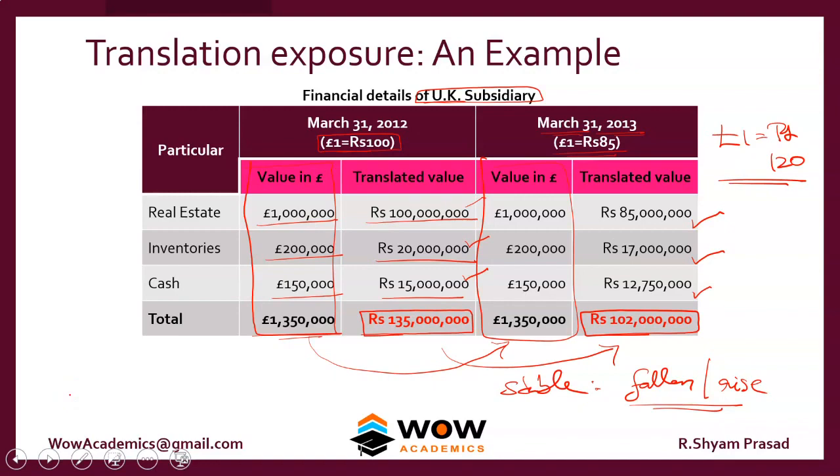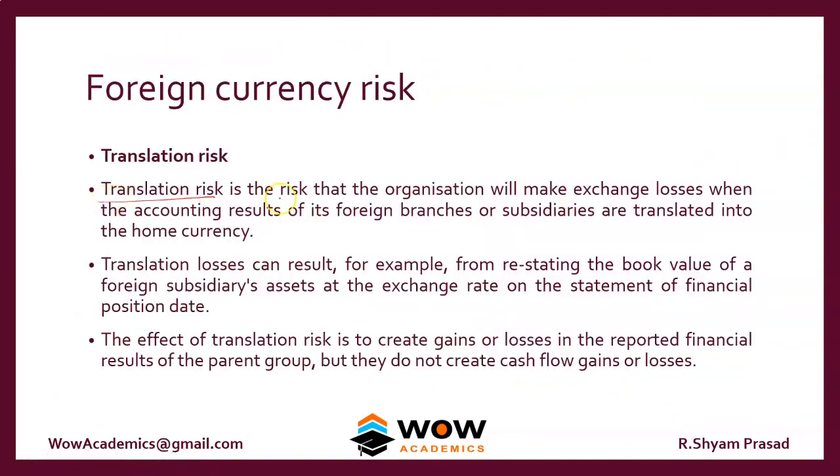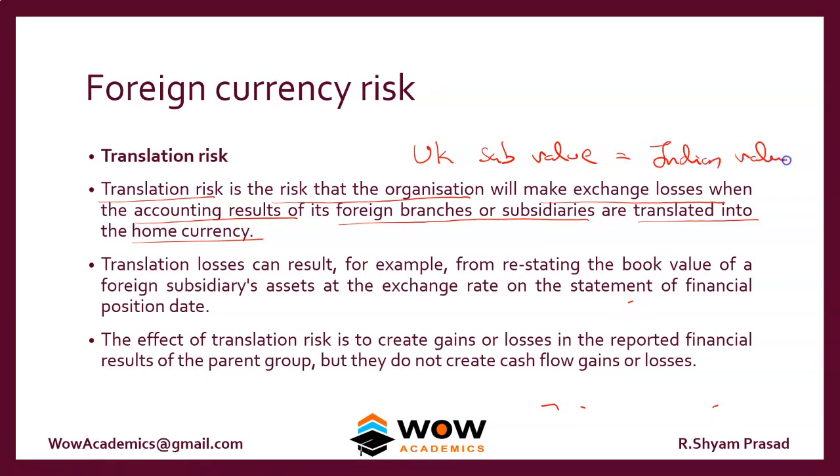So now we look at the theory for this. Translation risk is a risk that the organization will make exchange losses when the accounting results of its foreign branches or subsidiaries are translated into home currency. So the translation risk occurs when the UK subsidiary value is being converted into the Indian value, then only the value keeps going up or down. Translation losses can result, for example, from restating the book value of a foreign subsidiary's asset at the exchange rate on the financial statement date.